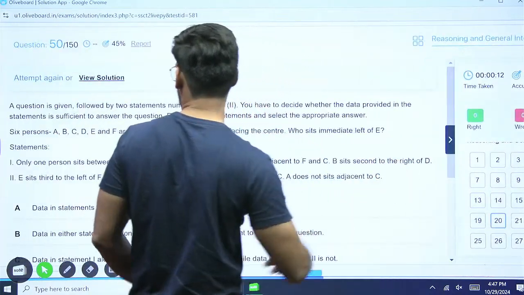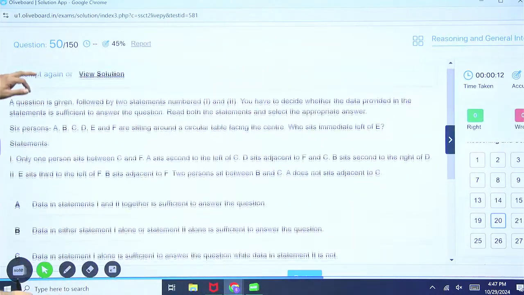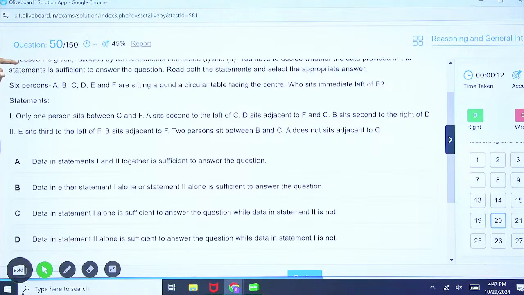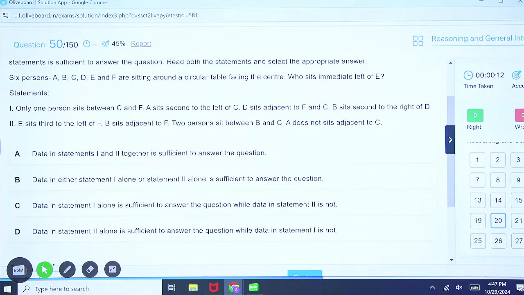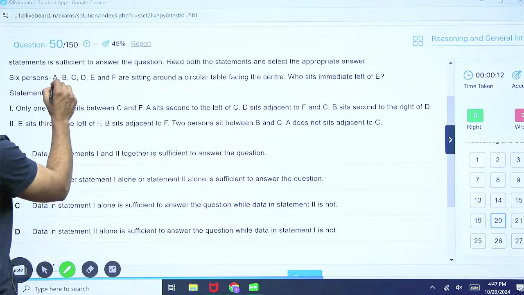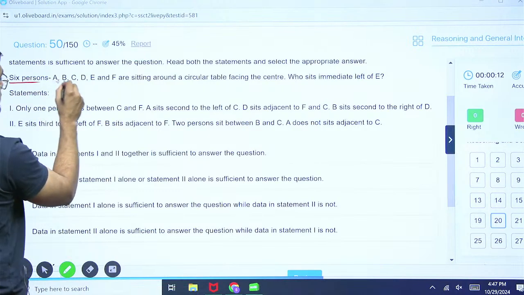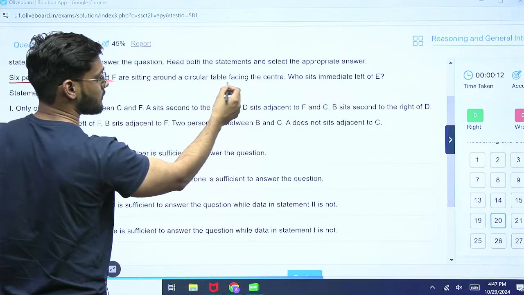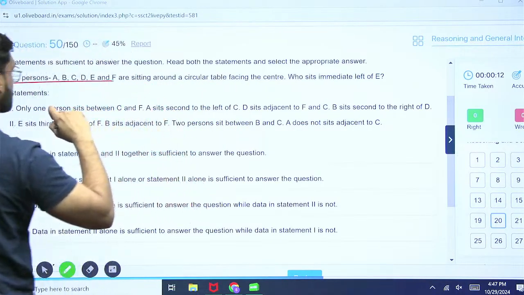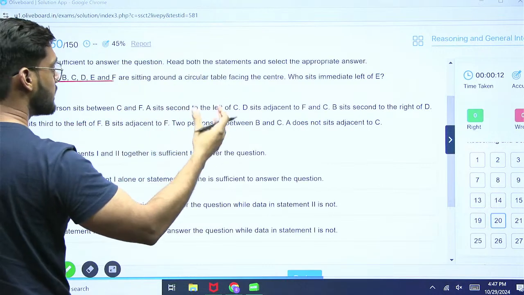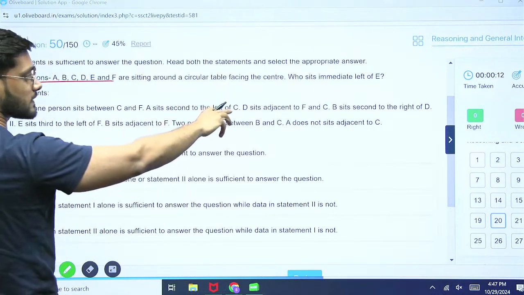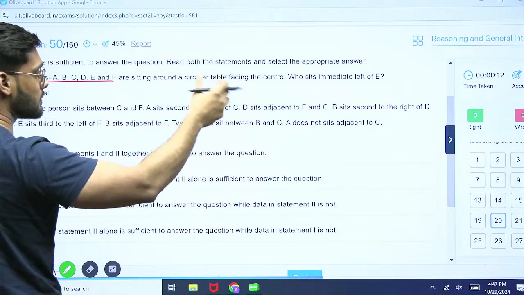20th question on your screen. From the data sufficiency, it is given 6 persons A, B, C, D, E and F are sitting around a circular table facing the center. They all are facing the center. Who is sitting immediate left of E?